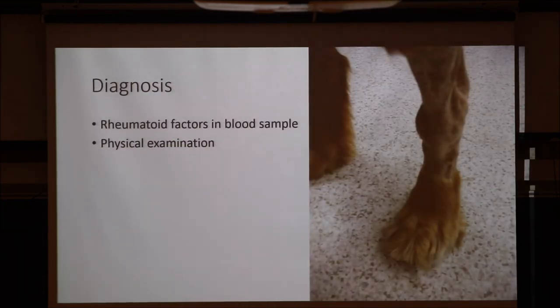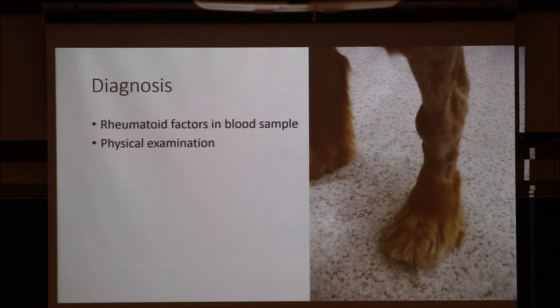And then if you do think your dog has canine rheumatoid arthritis, the vet can diagnose this, and there are a couple different ways they can do it. They can look for rheumatoid factors in the blood sample, but that's not always the most reliable method because of those flare-ups that I just talked about. Sometimes there's more factor in the blood, and if they're not experiencing the flare-up, the vet might not notice too much of the factor in the blood, so it is more common to do a physical examination.